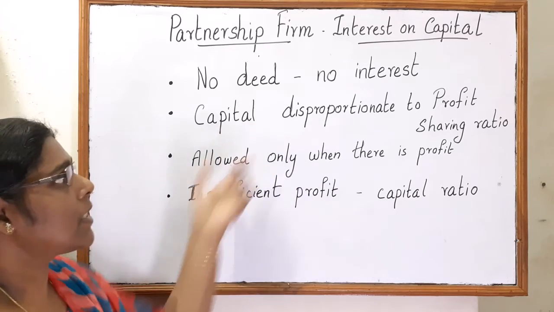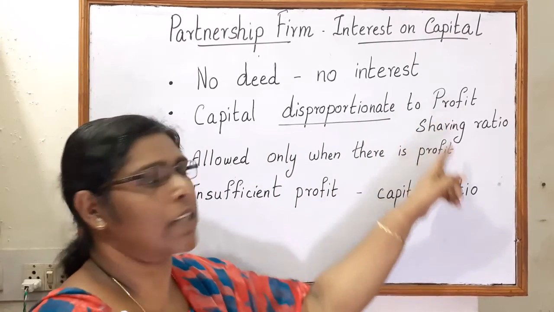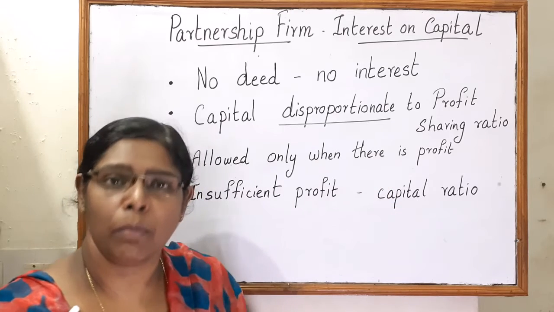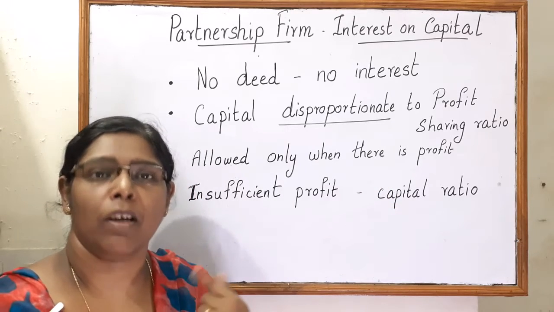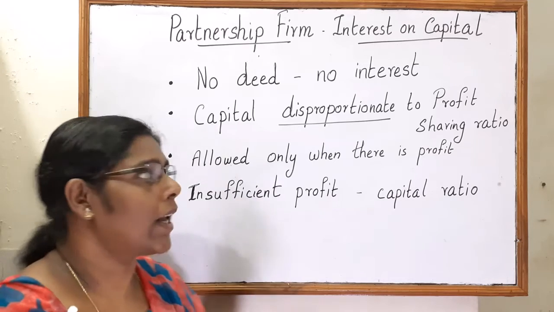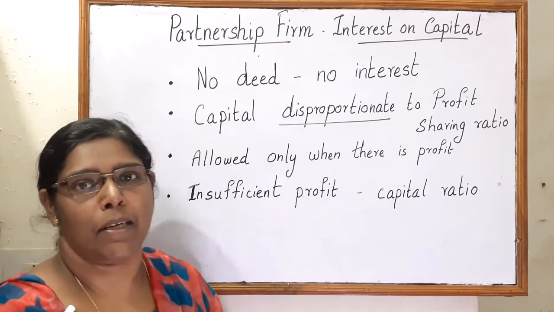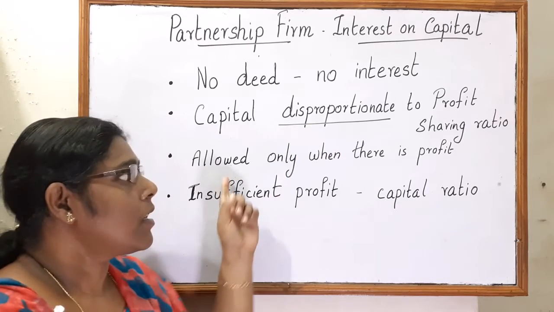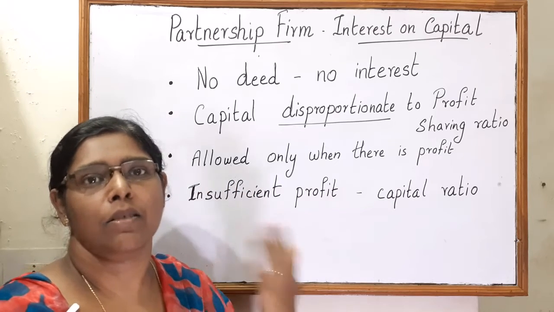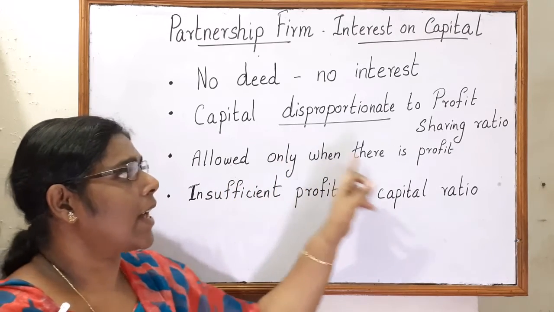When the capital is disproportionate to the profit sharing ratio, the partner who has contributed more has to be compensated. So at that point of time, the partners all agree to provide interest on capital. So when they agree, they write it in the partnership deed and it will be provided. Allowed only when there is profit.